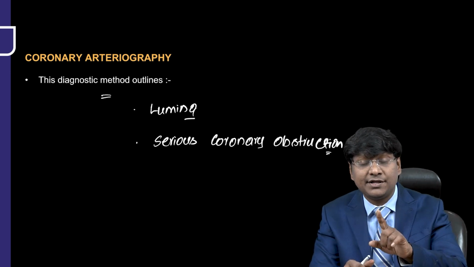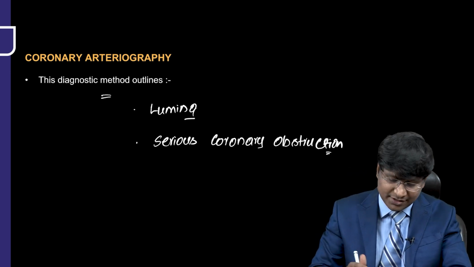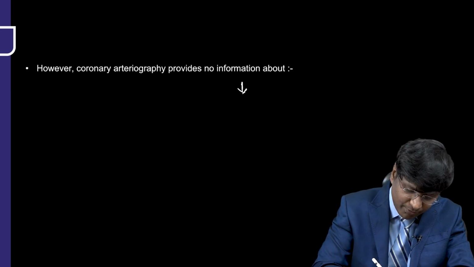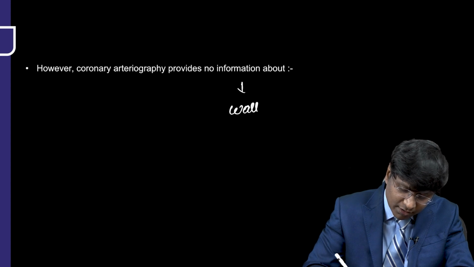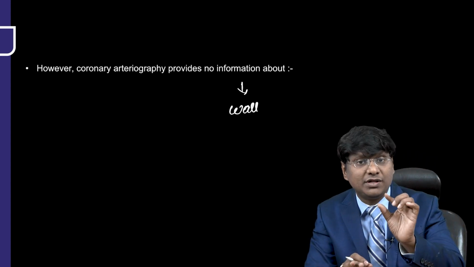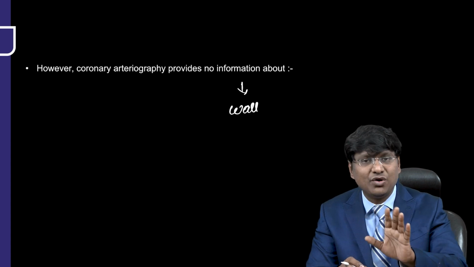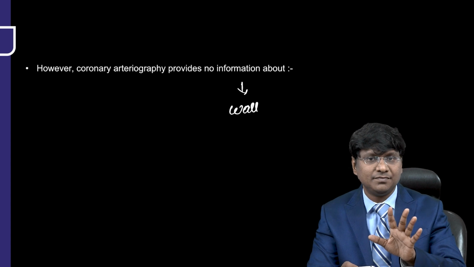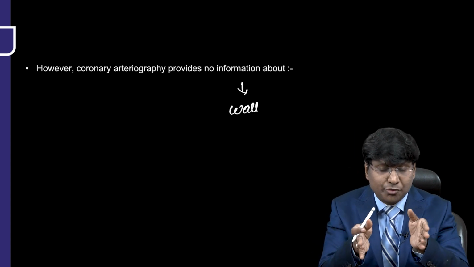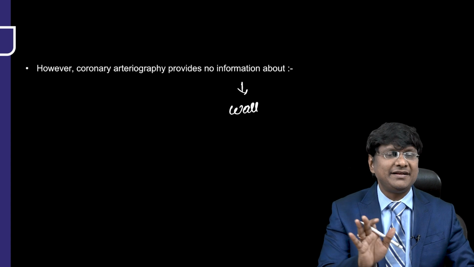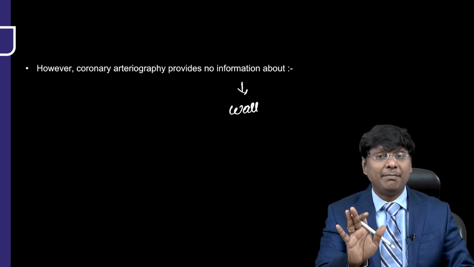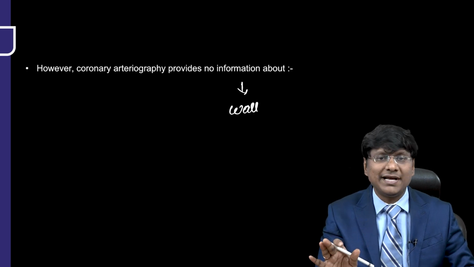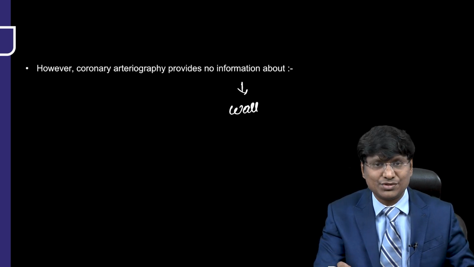However, coronary arteriography provides no information about the arterial wall. It will give you only information about the lumen. So it will not tell you if there is any development of atherosclerosis within the vessel wall. But if the atherosclerosis is occupying the lumen, that can be detected by the coronary arteriography. If the atherosclerosis does not encroach the lumen, the coronary arteriography cannot detect it.